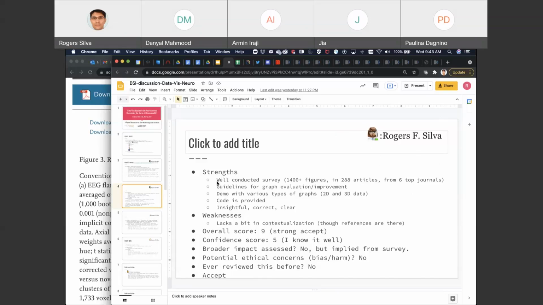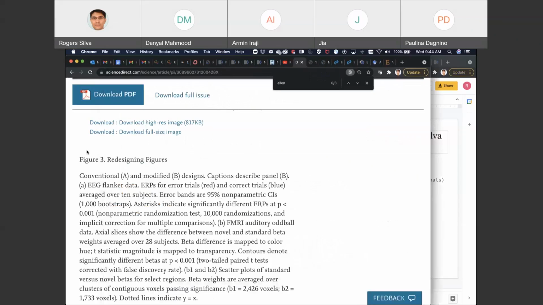So in terms of strengths, I think it was a well-conducted survey with quite a lot of work, I'd say, if I had to do it myself. And these were just the two main authors, I think, who did this part of the work. The guidelines that they provided I think are very valuable. Actually, the paper comes with demos for all of the figures that they showed.